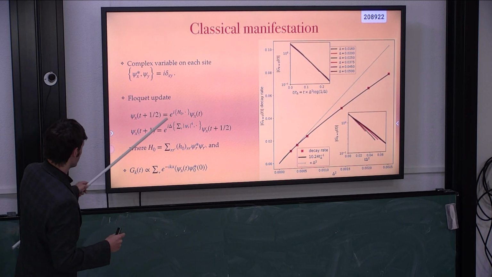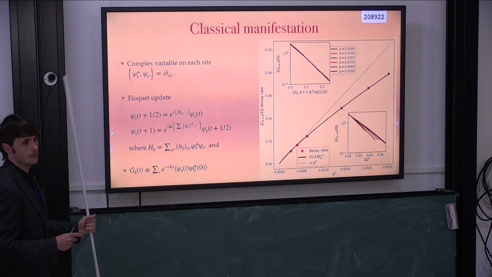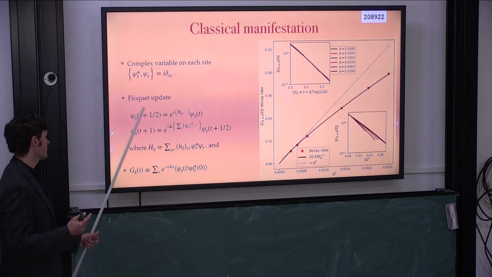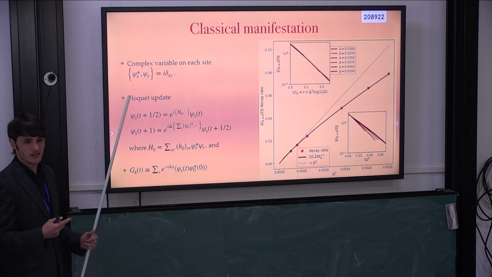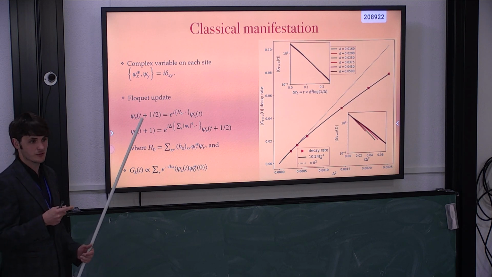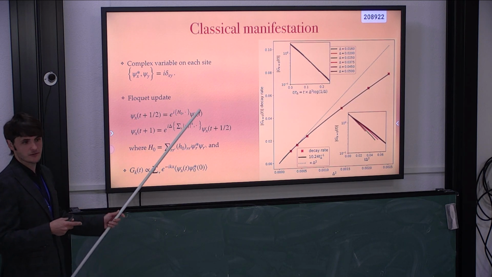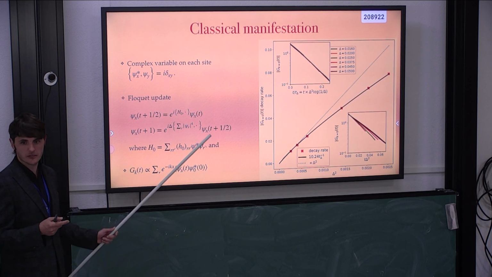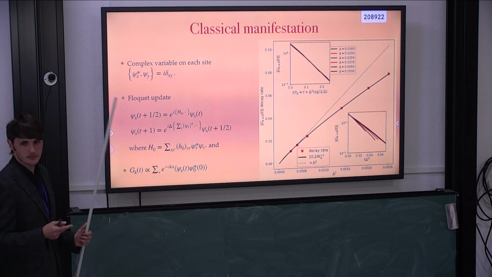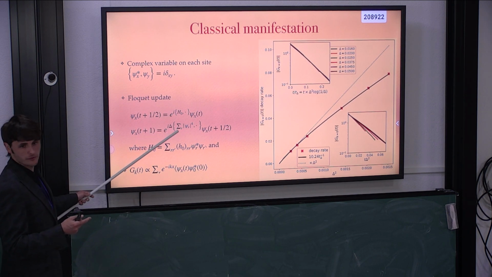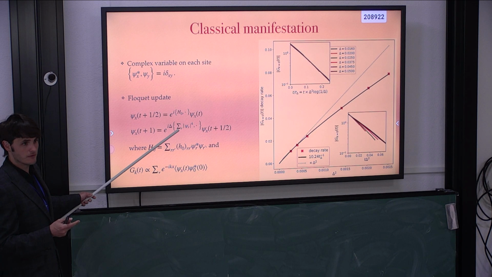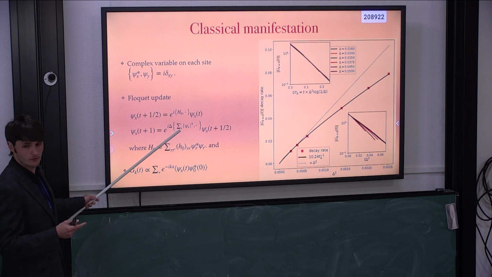For the first part of the update, we evolve our fields with a Hamiltonian that's quadratic in the bosons. Actually, we just use nearest neighbor hopping, like psi star r psi r plus 1 plus complex conjugate. So that's the first part of the evolution, the free part. Then we do an on-site update with this nonlinear quartic term, and that plays the role of our interactions.